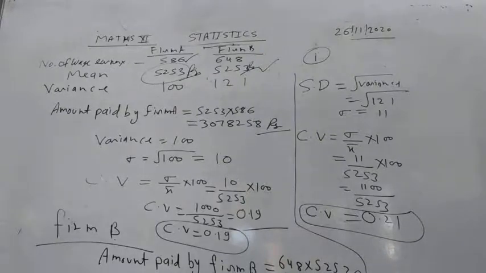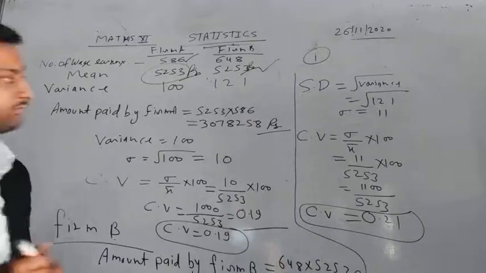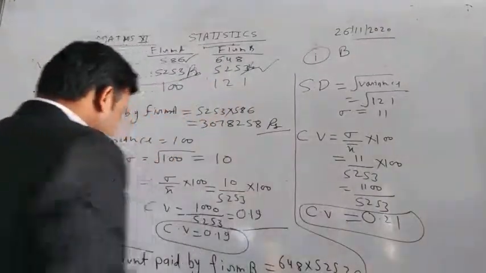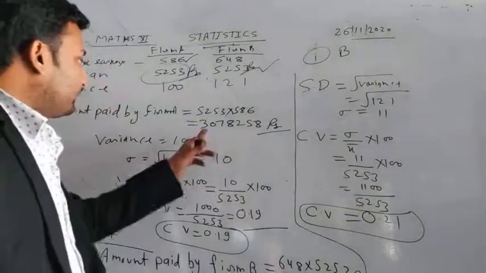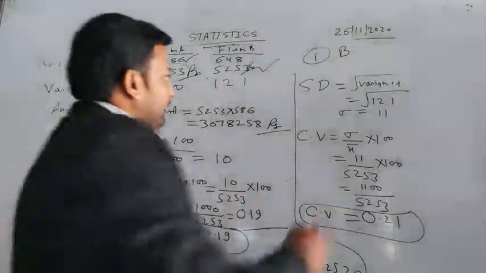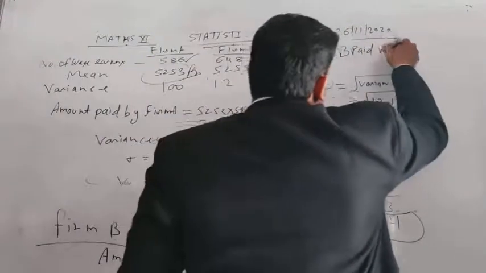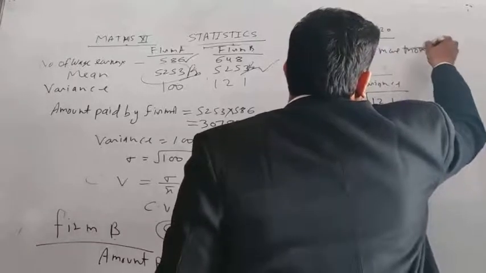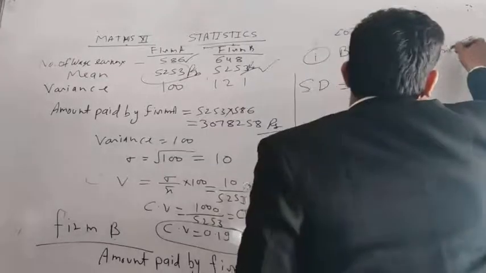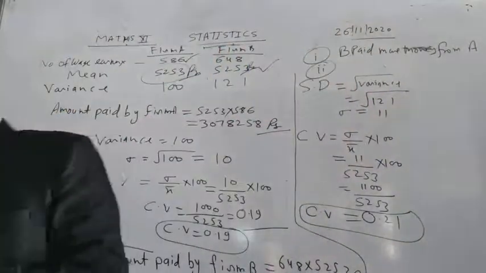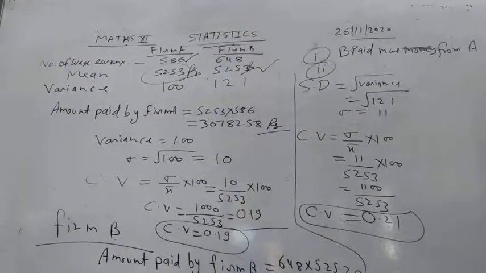So from the given information we are seeing that firm B, look at this, the amount paid by firm B is this, the amount paid by firm A is this. So firm B gets more money from A, okay. And the second part is this: we have to find out which firm, A or B, shows greater variability in the individual wages.